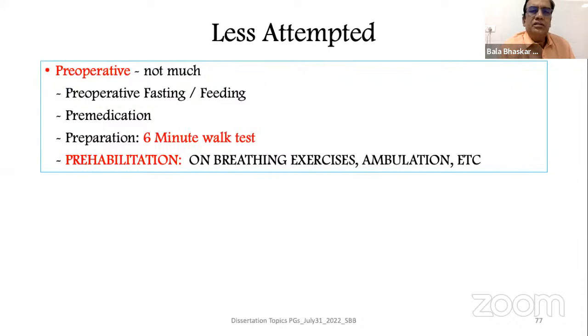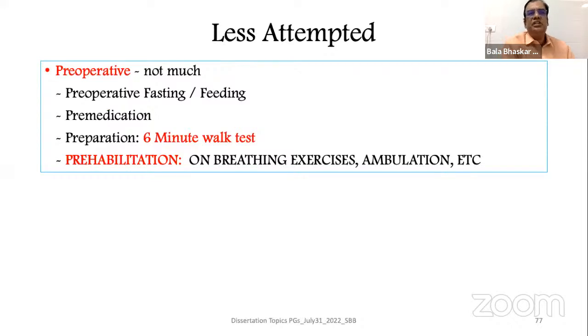So with respect to the fields, as I said, the GA and ICU and everything, I talked about ICU topics which can be picked up. I said about the PACU, pain clinic. Less attempted, what I find, are those which are related to the preoperative period. Something related to preoperative fasting and feeding has gained momentum now because we have got ultrasound, which is being used everywhere, gastric ultrasound. But otherwise, something related to pre-medication, not many topics are being picked up. Preparation of the patient in the preoperative period, not much has been talked about.